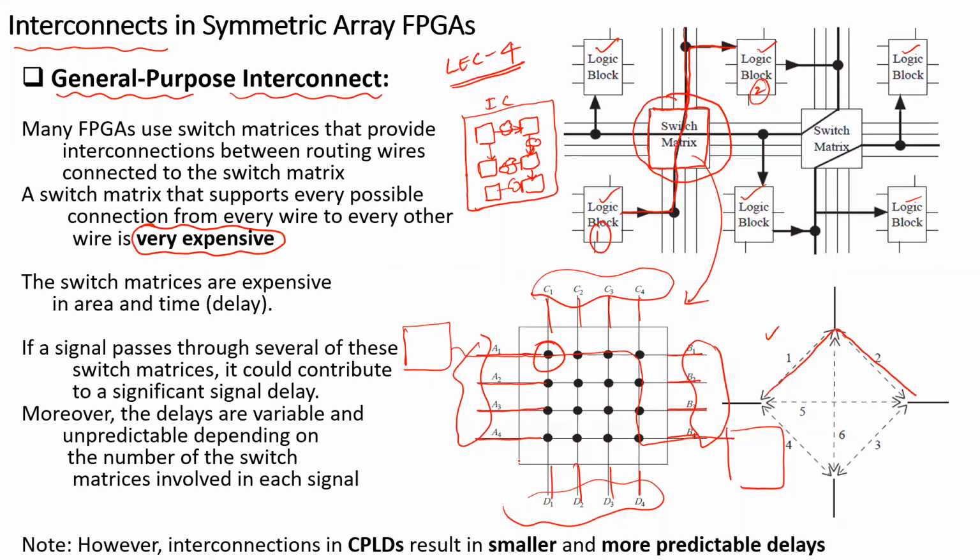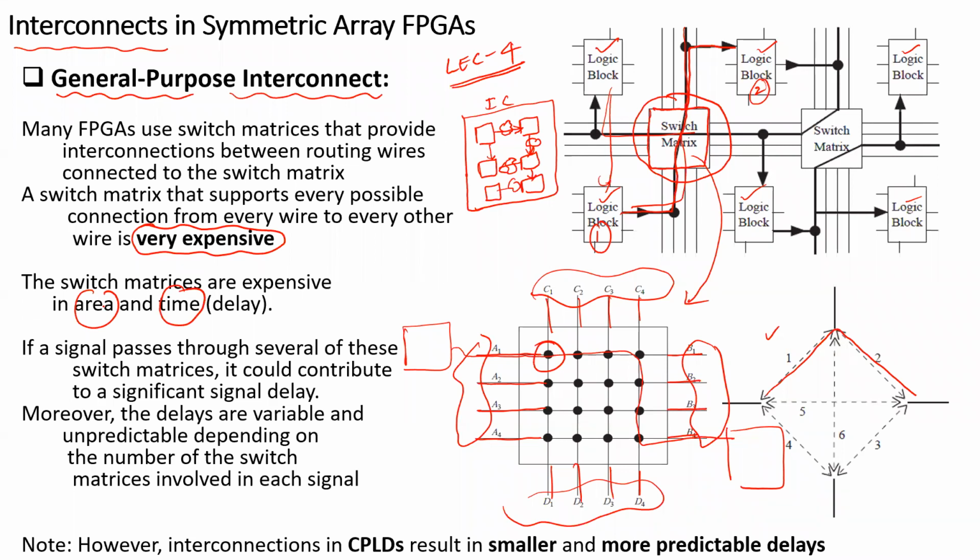Because of that, it takes a lot of time. Even if a block wants to communicate with a very adjacent one, it has to go to the first switch matrix and then come back to logic block 2. Whenever we have adjacent logic blocks, even for that it has to go through the switch matrix only. Therefore, we can say that the switch matrix is expensive in terms of area, and the delay will also be very high.